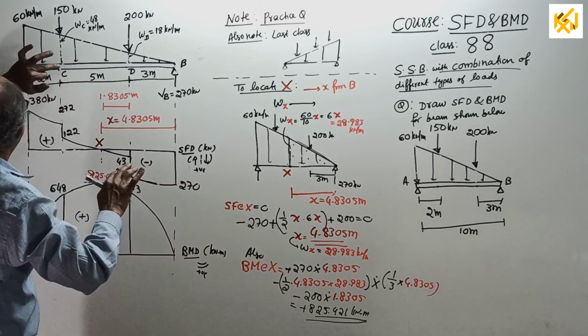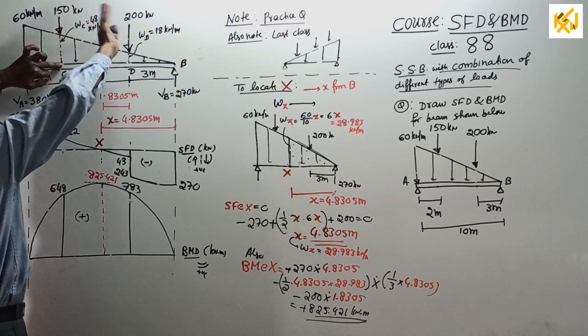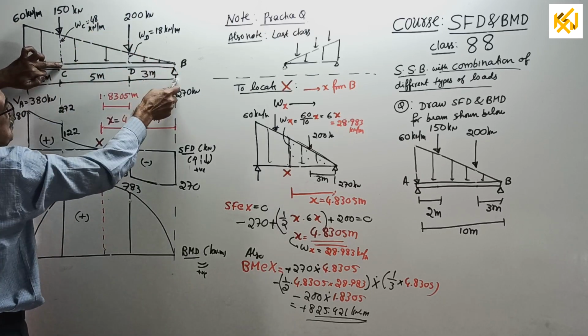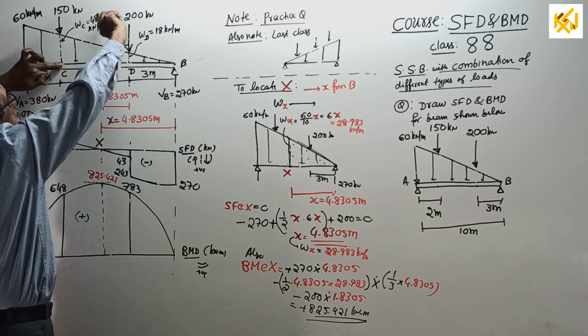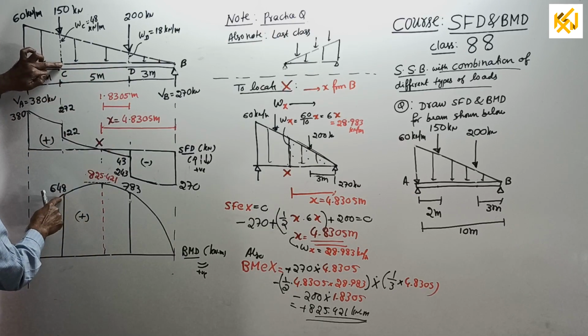Or look this side: 270 into 8 positive, minus the moment of this full load, half into 8 into 48 into 1/3 of 8. Also minus 200 into 5. You will get plus 648.